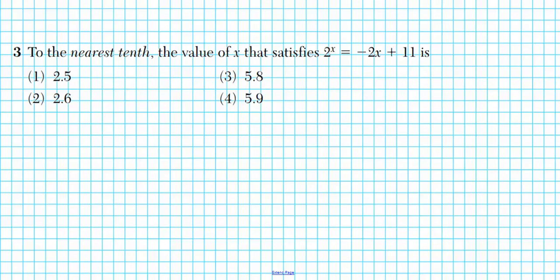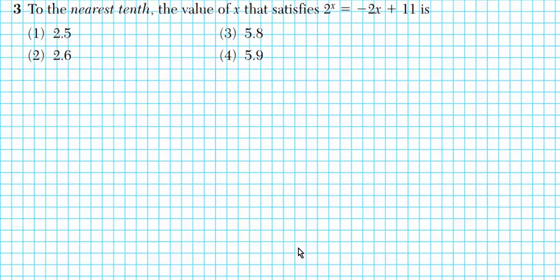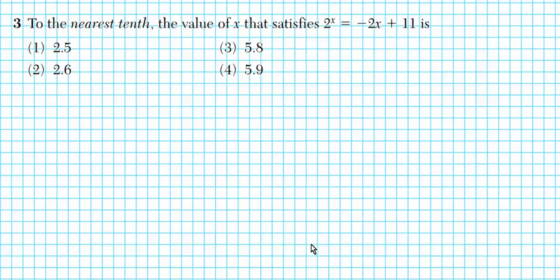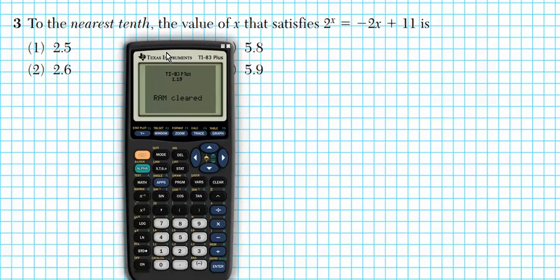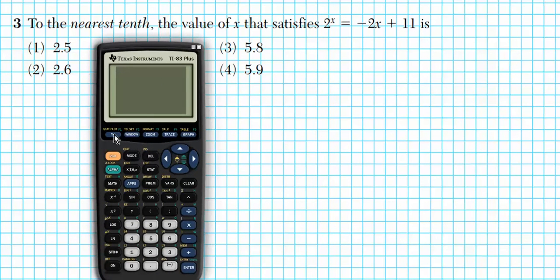All right, let's take a look at question number 3. It says to the nearest tenth, the value x that satisfies 2 to the x equals negative 2x plus 11 is. So this problem involves the use of our graphing calculator. It's testing your ability to use a graphing calculator to solve equations, okay? So what we're going to do is graph the exponential function 2 to the x, and the linear function they give, negative 2x plus 11. All right, we're going to graph those two.